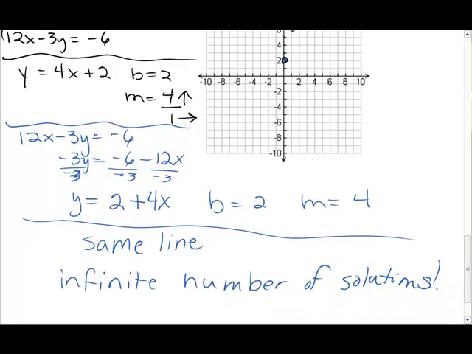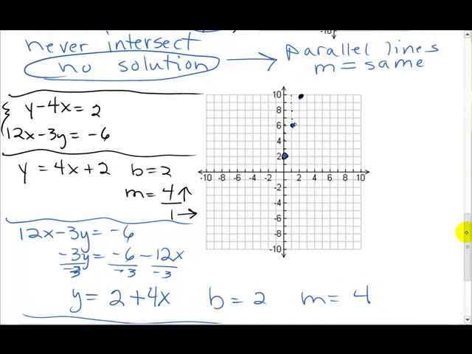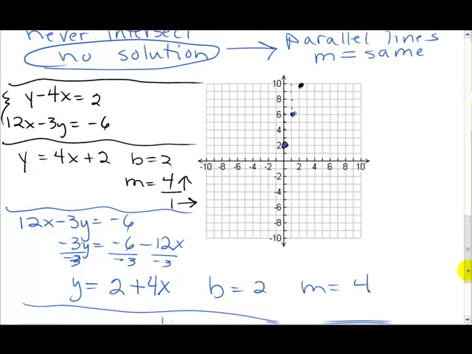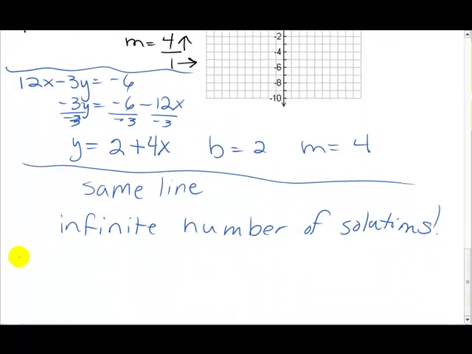Alright, so keep that in mind as you're working through these. With this infinite number of solutions, we're saying that you have more than one ordered pair that will make these equations true. And so if we want to know if an ordered pair is a solution, we would have to plug it into both. So let's look at something like that before we finish up.